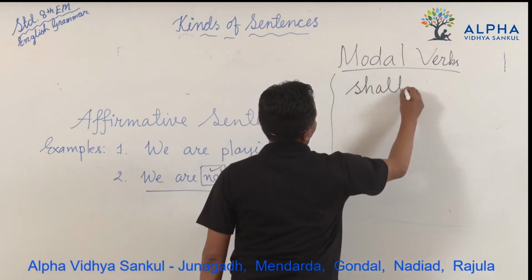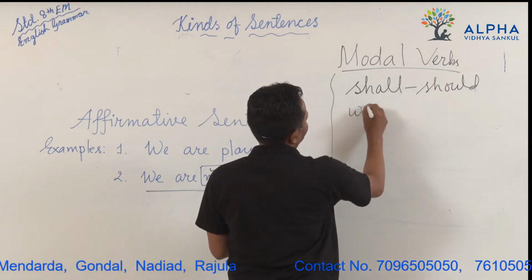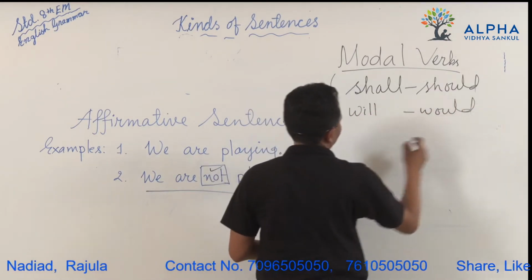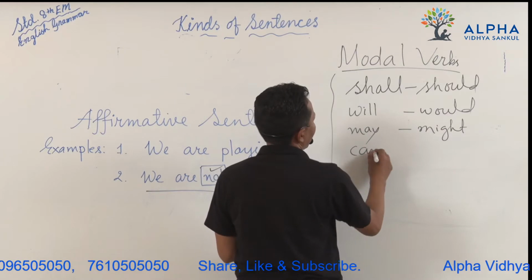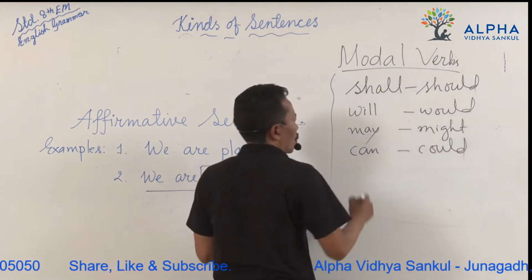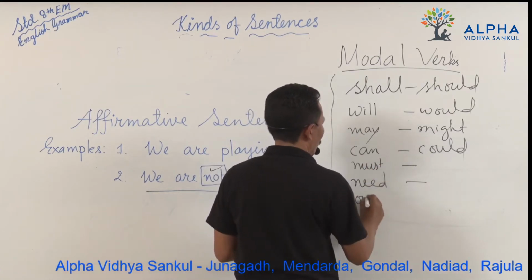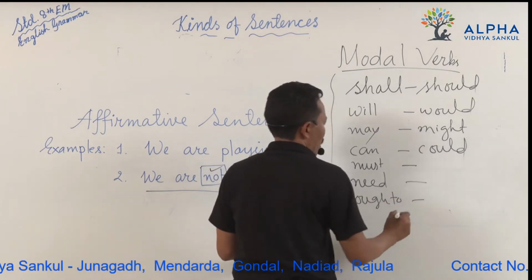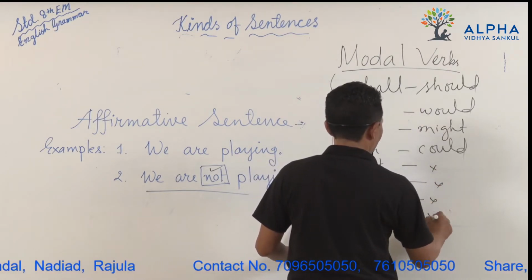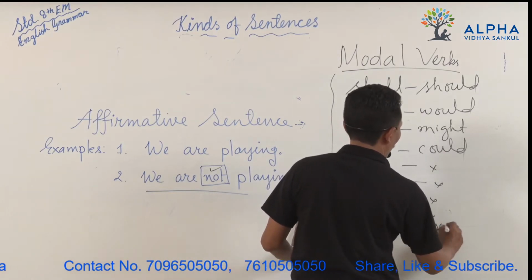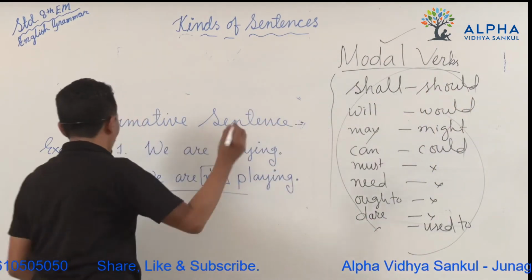Shall, should. Will, would. May, might. Can, could. Must, need, ought to, used to. And all these verbs are known as modal verbs. So if we find these, it is the same way.